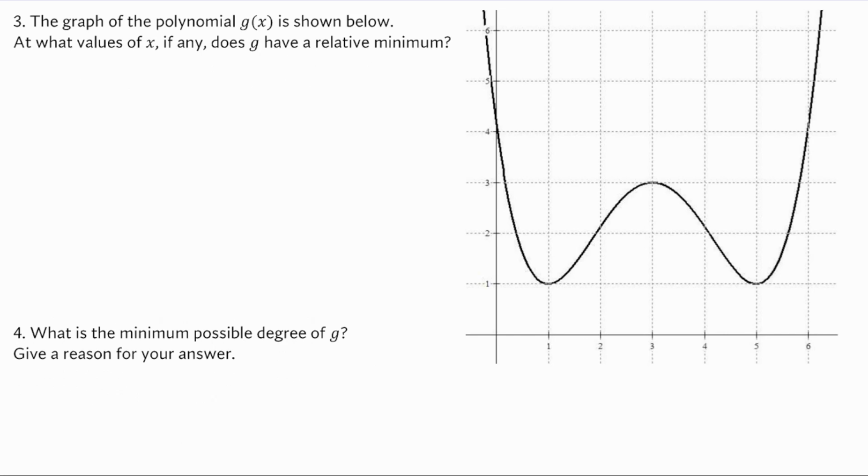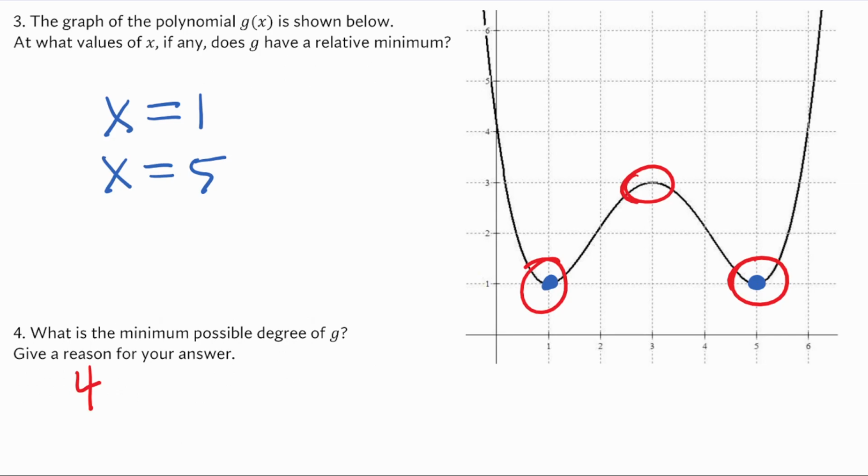Okay, so where does G have a relative minimum? Okay, right here and right there, places where the graph goes from decreasing to increasing. So I would say that would be at x equals 1 and x equals 5. And what's the minimum possible degree of G? I'm going to say that the minimum possible degree is 4 because there are three extrema.